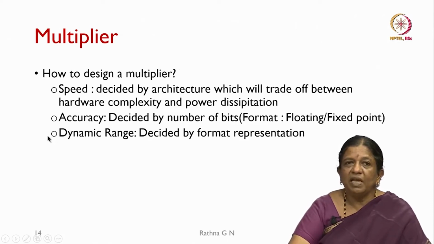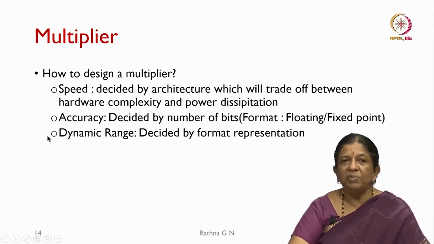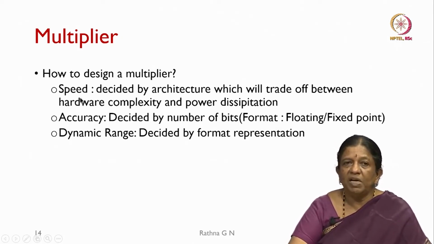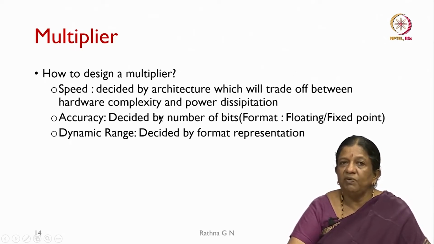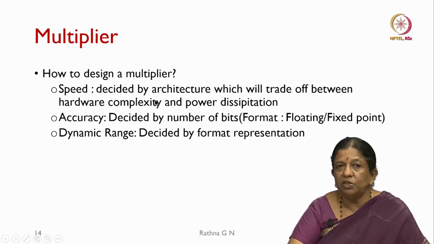So, first we will take up the multiplier, how it can be designed. One thing we are looking at, because we have a lot of multiplication and accumulation, is speed as one of the criteria. This is going to be decided by the architecture. So, we have to have a trade off between hardware complexity and power dissipation. As the hardware increases, our power is going to increase also. So, we want to keep power consumption lower, and then we want to have more complexity in the hardware. So, we have to match between the two of them.